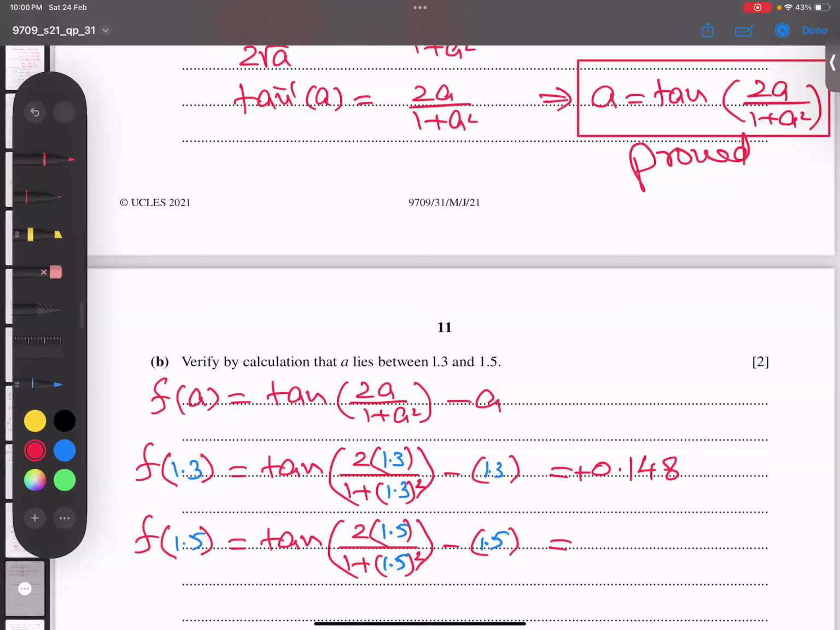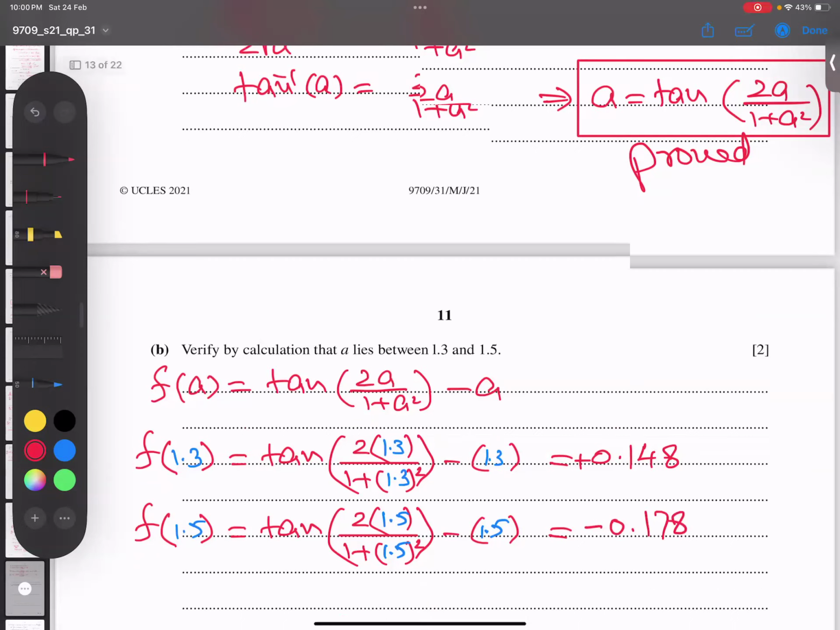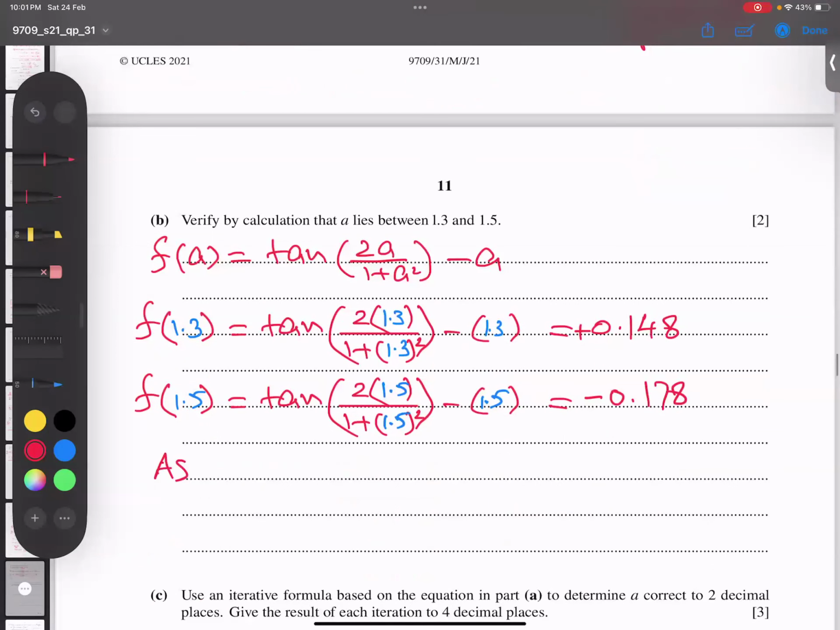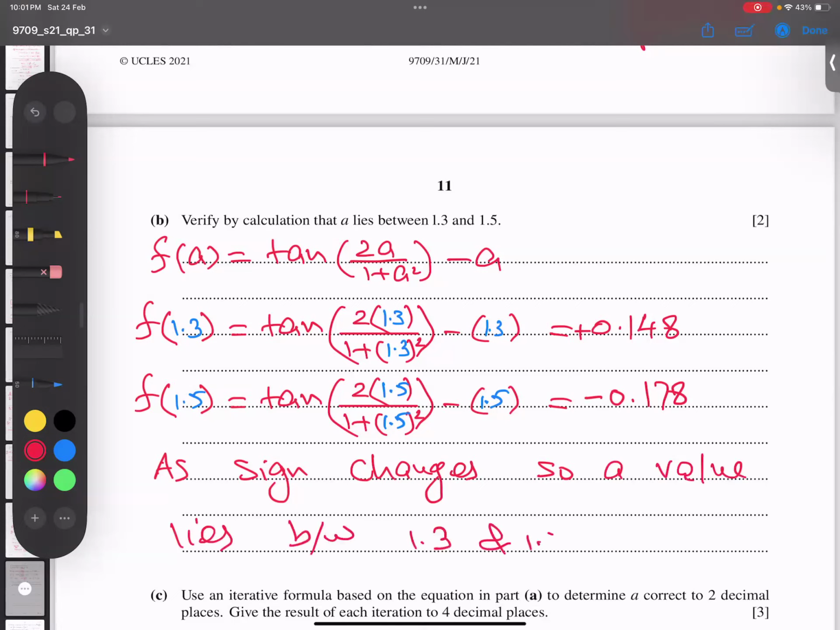I have to type it very carefully. Yeah, this is coming negative 0.178. So students, one answer is coming positive and one negative. As the sign changes, the root lies between 1.3 and 1.5.